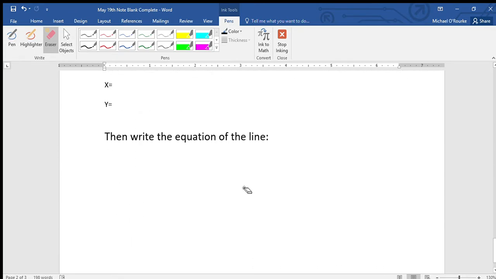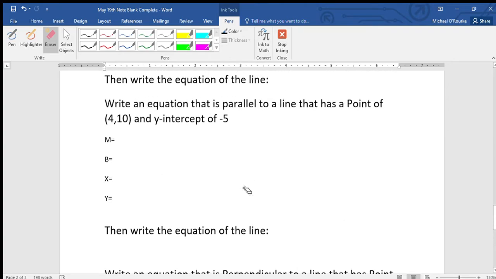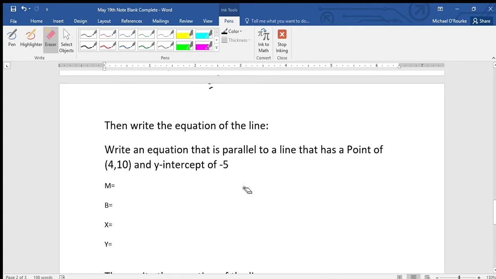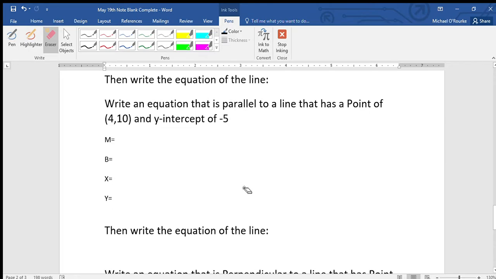I got a couple different ones here. So this one here is kind of next step, right? So this says, write an equation that is parallel to a line that has a point of 4, 10, and negative 5. So we need to write something that's parallel, okay? That's our second step. Okay, first step is we need to find the equation of this line first. So let's do that just like we've done before.